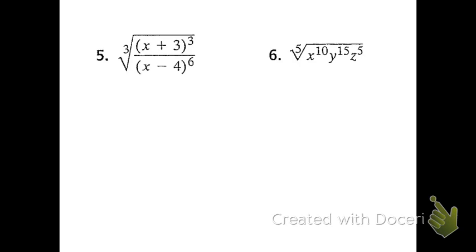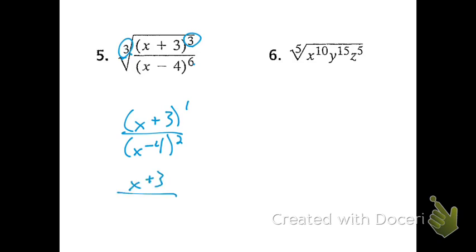Similarly here, if we're taking the third root of this, then we just get x plus 3. That's all we get on the top, because it would be to the first power. Then 6 divided by 3, it would be x minus 4 to the second. So then x plus 3 on top over x minus 4 quantity squared. And that's all I need for my answer there.